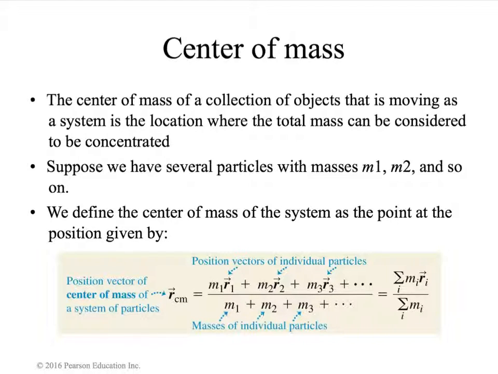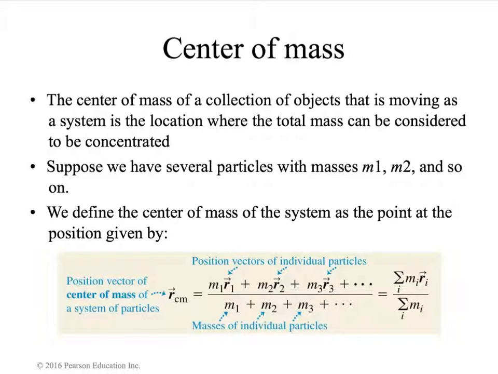concentrated. That allows us to simplify the mathematics and the physics a lot, because we don't have to track all the individual particles and look at their motion individually. What we can do is look at the system as a whole. The same thing would go for something like a distributed mass, like a sphere or even an irregularly shaped object. We can almost pretend that it's a point mass located at the center of mass.